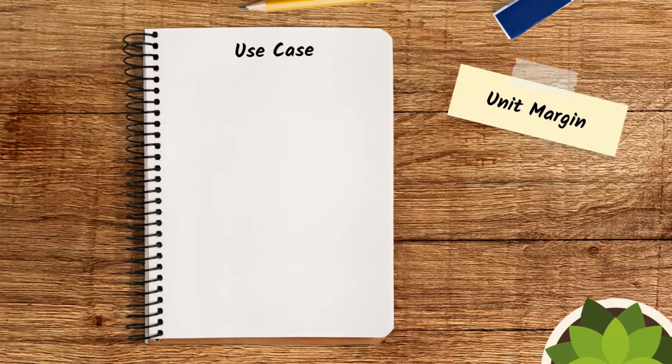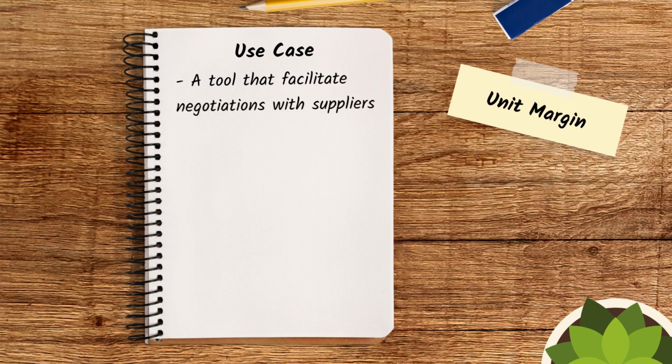Let's now have a look at the use case for unit margins. It can be a tool to facilitate the negotiations with your suppliers. For instance, when you check the recipes and find that some ingredients are too expensive, thus they reduce your unit margin for a product or more, you can negotiate those particular products to get a price going down, so you save on the cost and make a bigger unit margin.